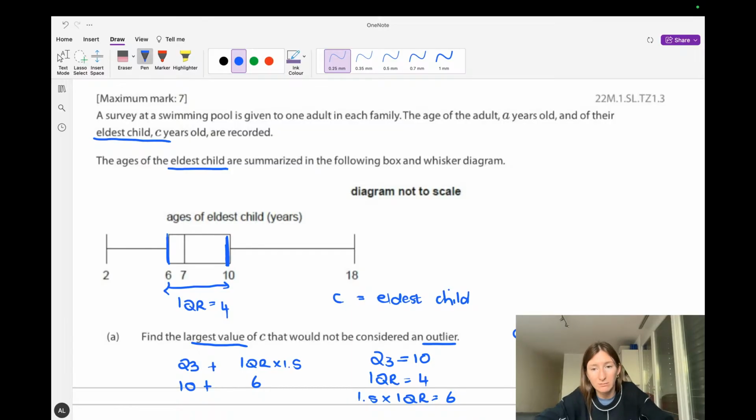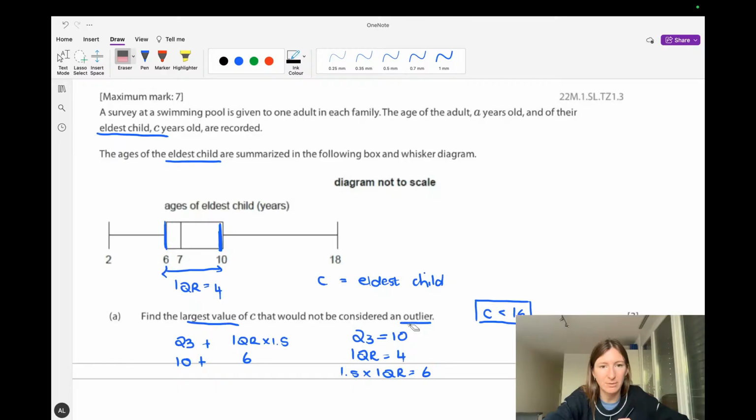C can't be equal to 16 because that would include it, and that we've defined as an outlier. So for any value C less than 16, that would not be considered an outlier. Anything less than 16. All right, sorry, I rushed through that one a little bit just because I wanted to include it, but I hope that made sense.